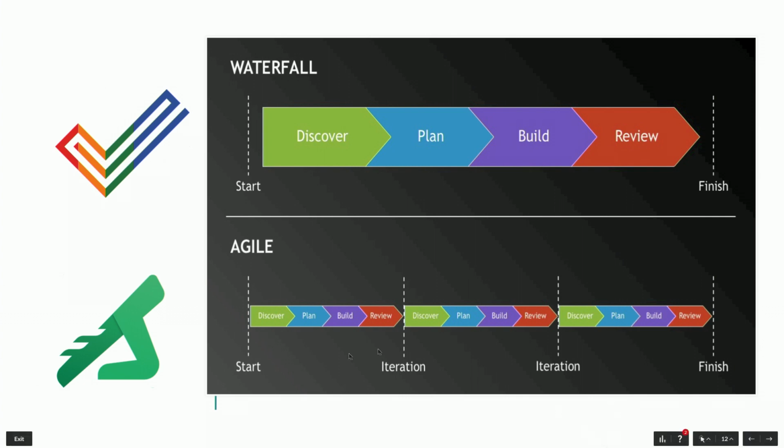So here we have start iteration. So you discover, plan, build, review. If everything's good, we move to the next phase. And this way, you'll notice that things change. We always have something else, a new comment, a new request from customers.